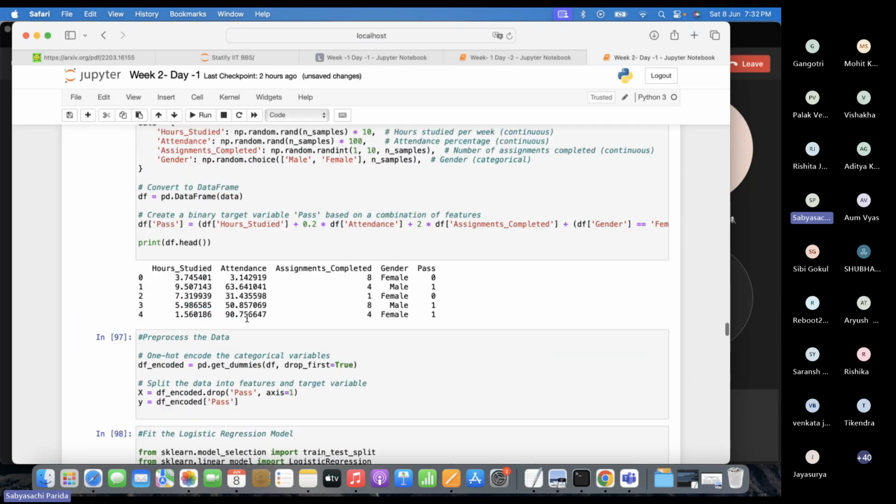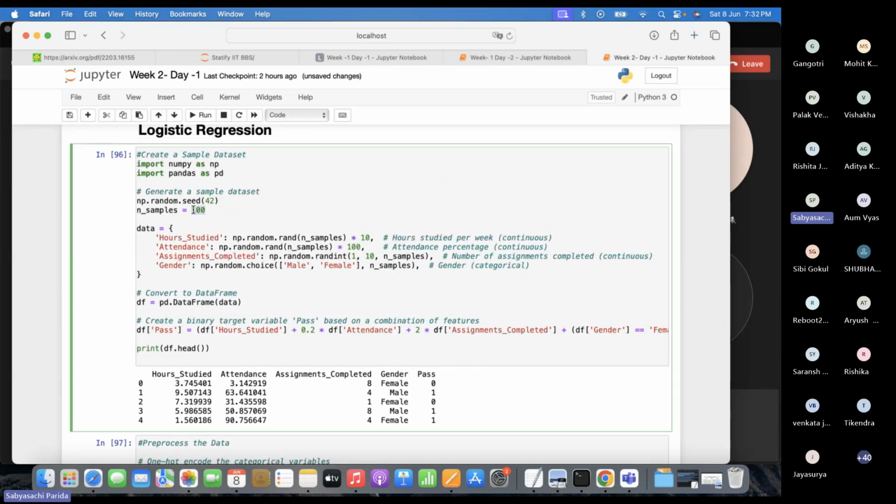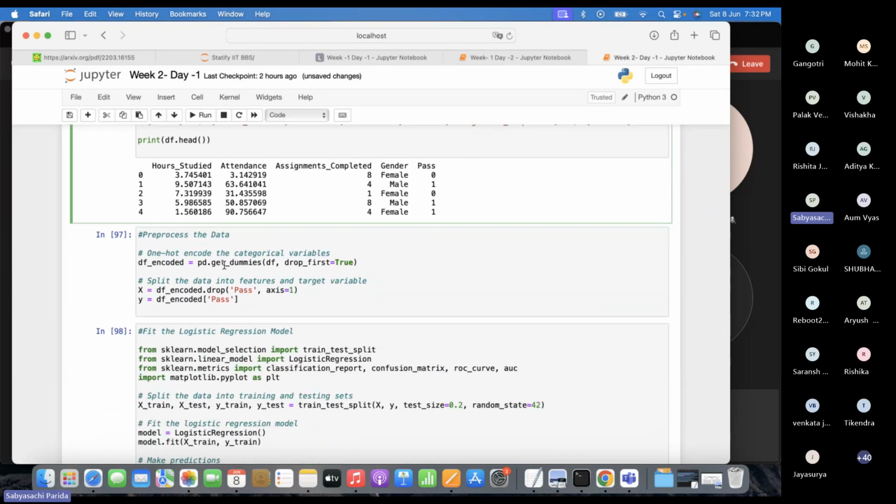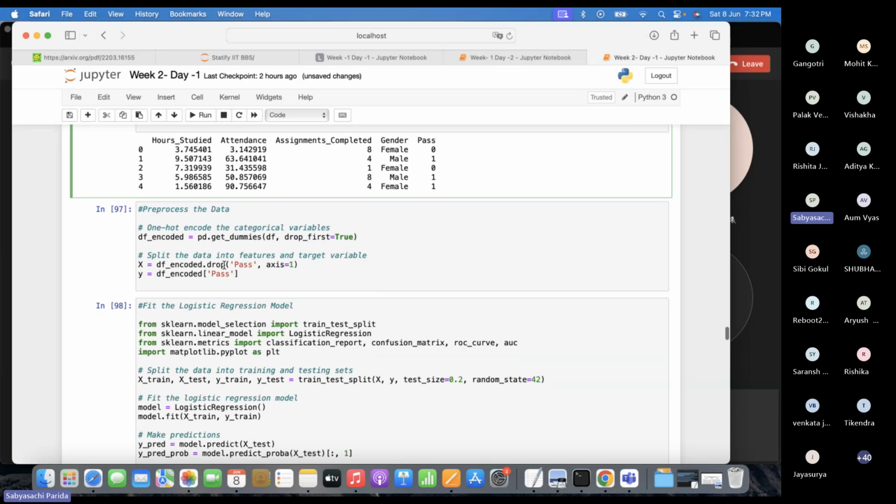And how many samples have I taken? So there are 100 samples. Okay. So out of 100 samples, in training there would be 80. In testing, there would be what? 20.